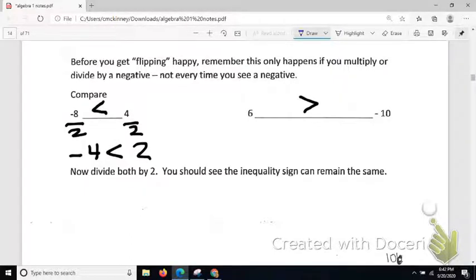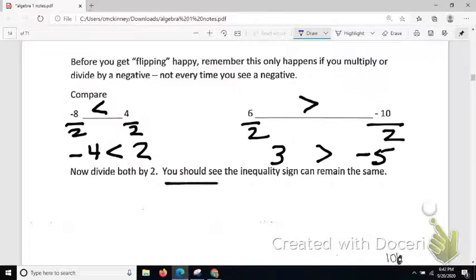The same, right? Negative 4 is less than 2. 6 is greater than negative 10. When I divide those, 3, negative 5. 3 is greater than negative 5. And the inequality sign can remain the same. So it's not every time we see a negative or that the answer is negative. It's if we multiply or divide by a negative.